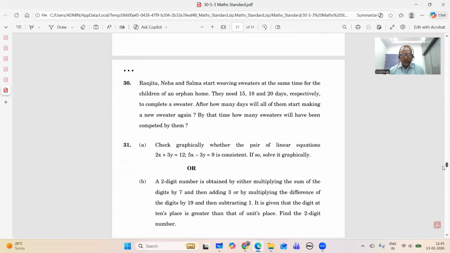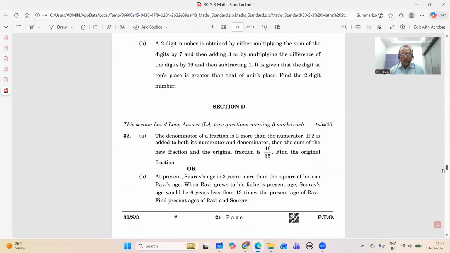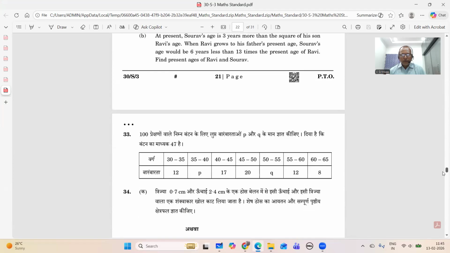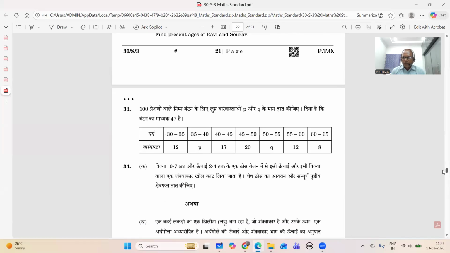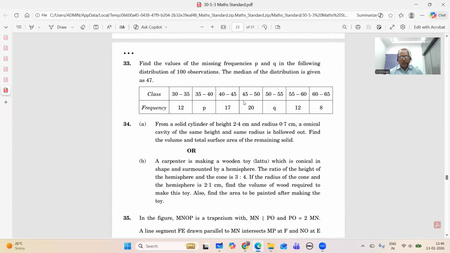Next is, yeah, we have completed 32B now. We'll go for 33. Yeah, 33 is a statistics problem that you can handle yourself. So I'm leaving that. I will enter 34A.